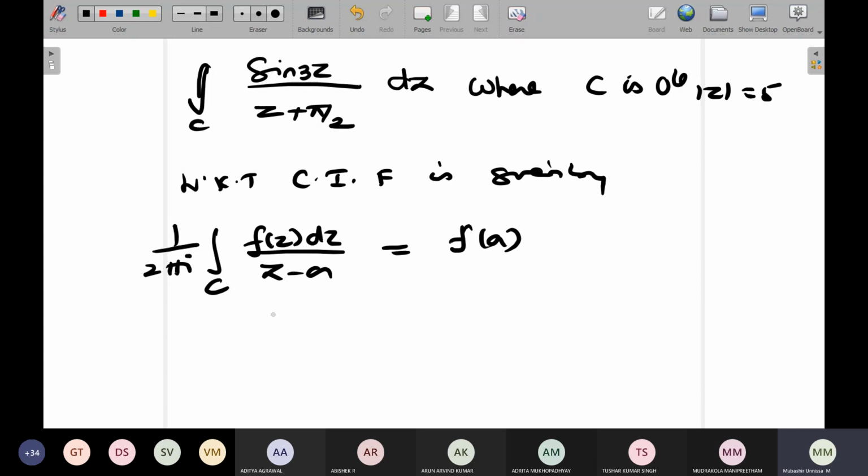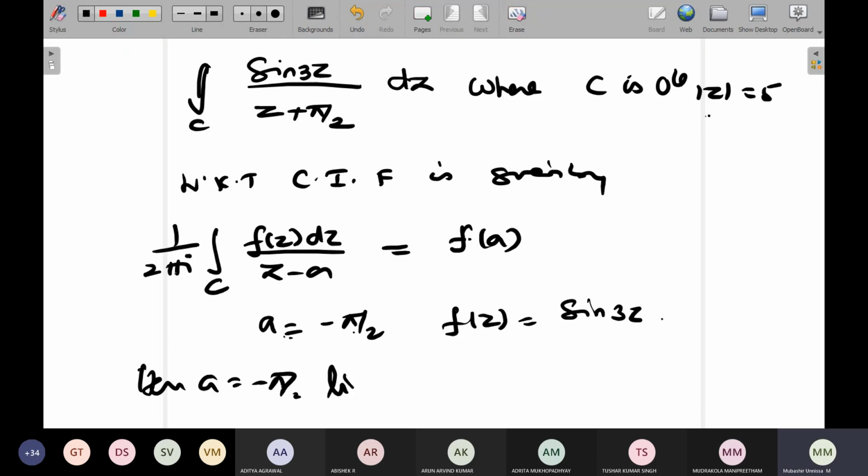Now compare this. What's the value of a here? Minus pi by 2. What is your f of z? Sine 3z. Now check whether a lies inside this circle. What is the pi value? 3.14. So 3.14 divided by 2 is 1.57, so minus 1.57 here, and the circle is with radius 5. So clearly a is equal to minus pi by 2 lies inside the given region.